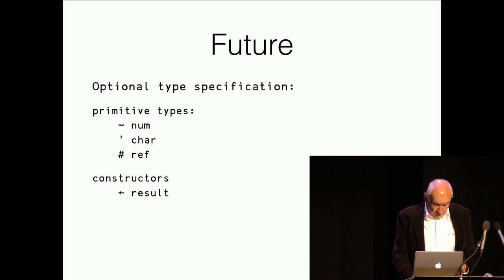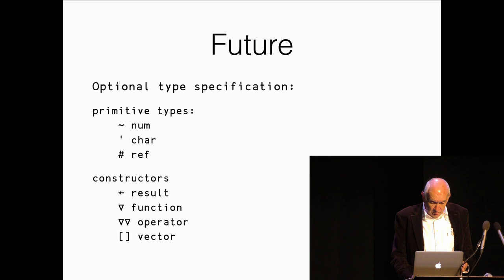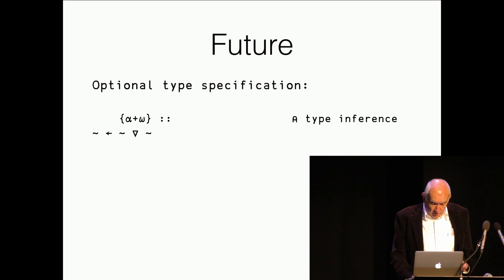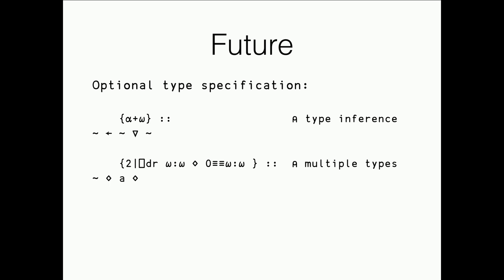And constructors, so we have arrow means result, del means function, double del means operator. This means vector, but it's probably got to be extended to mean higher rank arrays as well. So that's that. Oh yeah, and the other thing is type inference. If one were to put the double colon after an expression, you'd like the type to be inferred. So what this is saying, what's the type of this defn? And it says it takes two numbers and returns a number. There are multiple types in APL, so unlike the purer languages, we can return all sorts of different types. So this says it can return a number, an anything, or a null, a void.